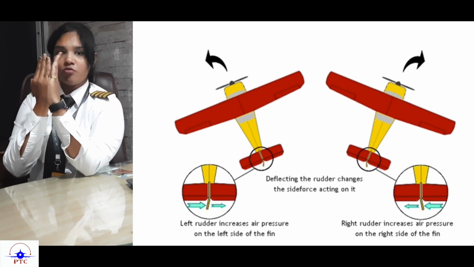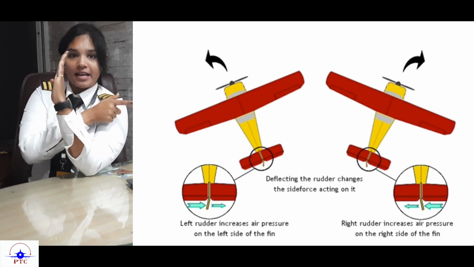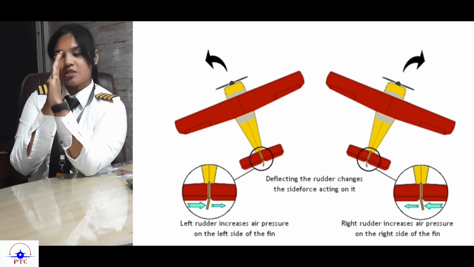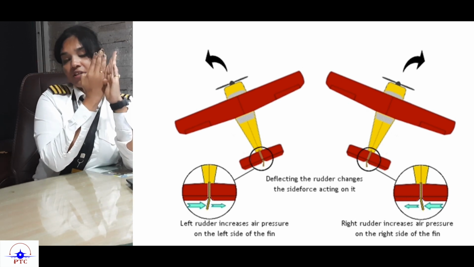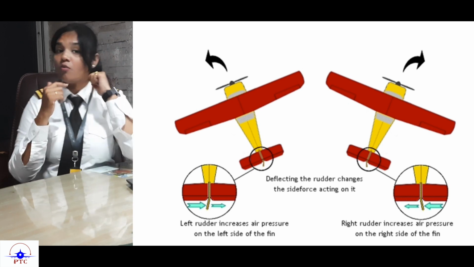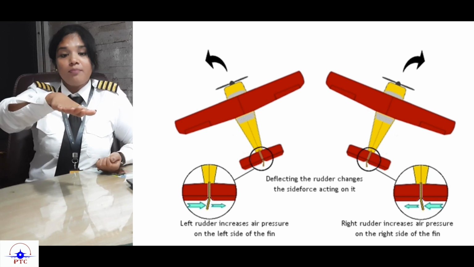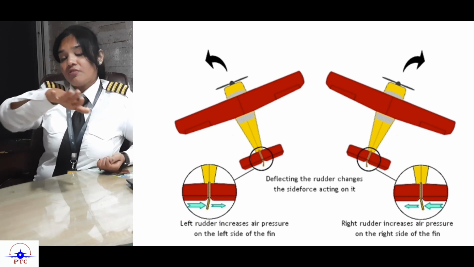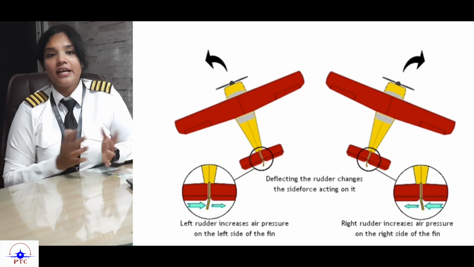When the rudder moves towards the right side, the same principle applies here, and lift or force is generated in this direction. Now what happens is that the entire empennage with the vertical stabilizer will go towards the left side. Now when the back side of the aircraft is going to the left side, the nose of the aircraft will move to the right side. So this is basically how rudder moves.